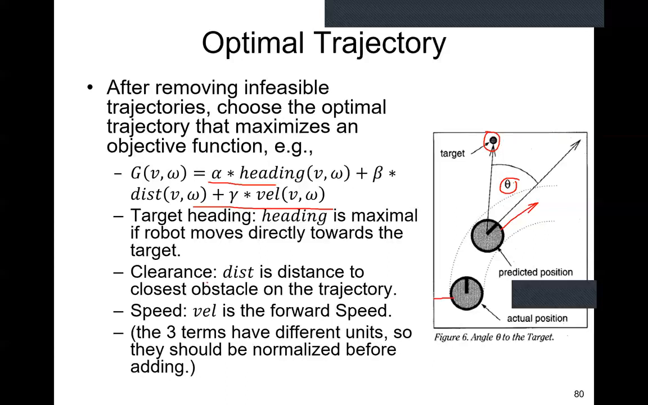Clearance is the distance to the closest obstacle on the trajectory. The larger, the better. And speed is the forward speed. The larger, the better. Then you combine these with a weighted sum and maximize the overall function to pick an optimal trajectory. Notice the three terms have different units, so you should normalize them before summing.